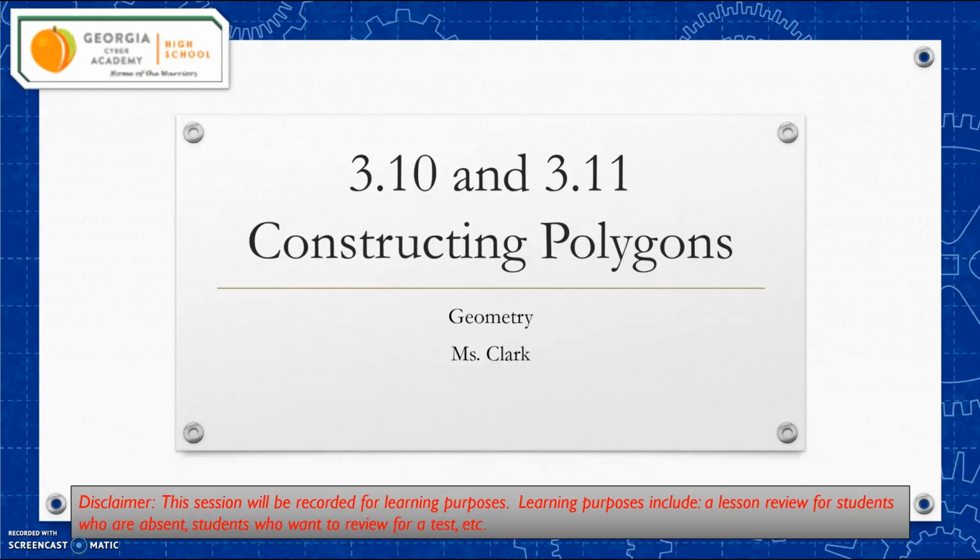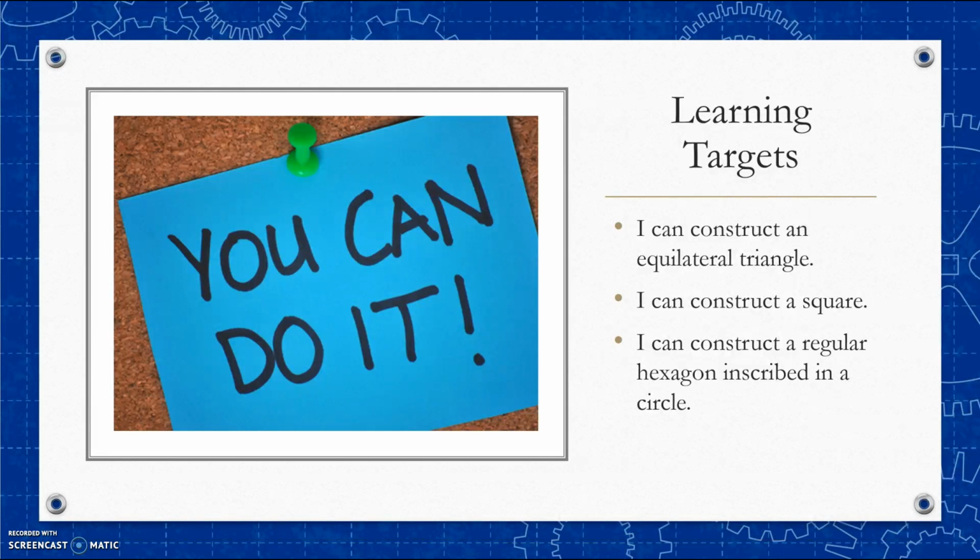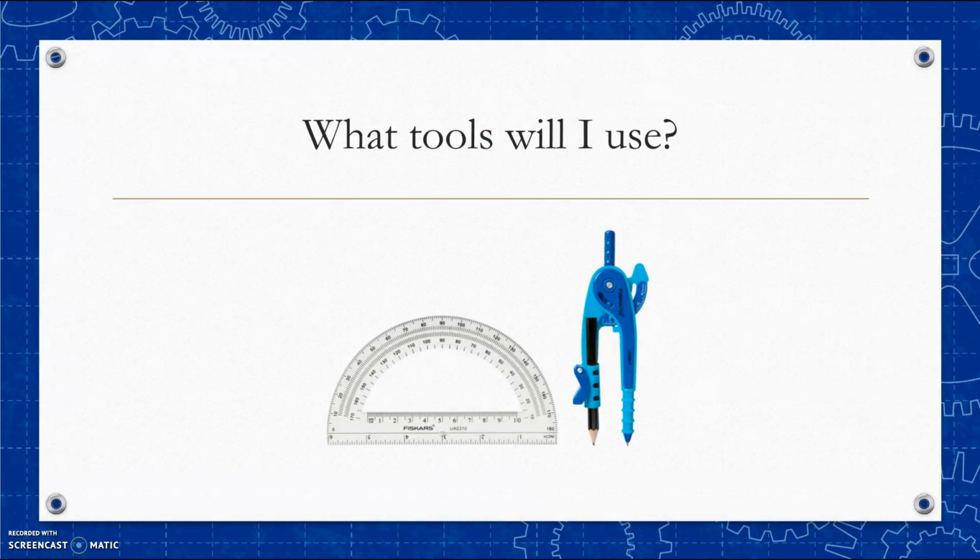Alright, this is lesson 310 and 311, constructing polygons. We're going to construct an equilateral triangle, a square, and a regular hexagon inscribed in a circle. You're going to use your protractor and your compass. As I give you directions, I suggest you pause this video and practice these as I give you the directions.